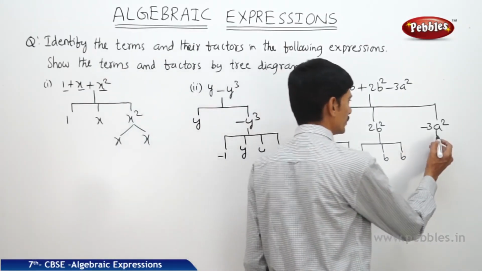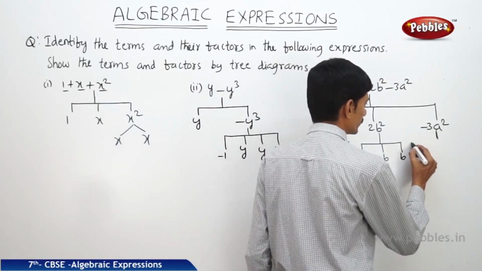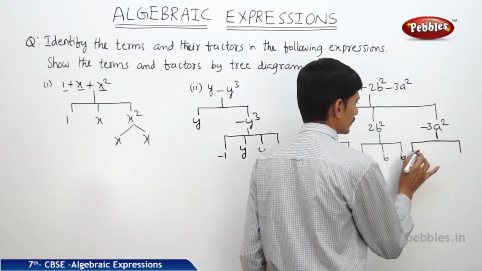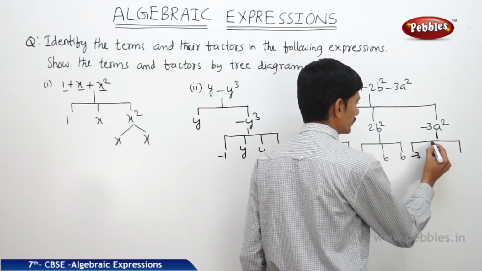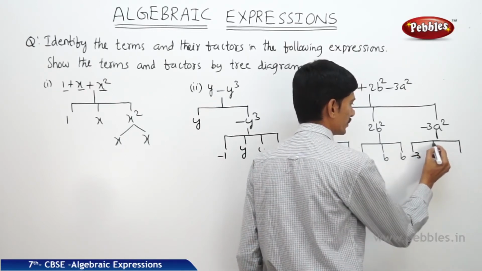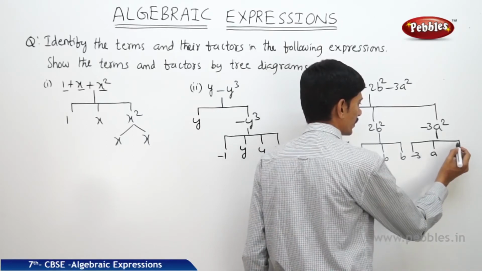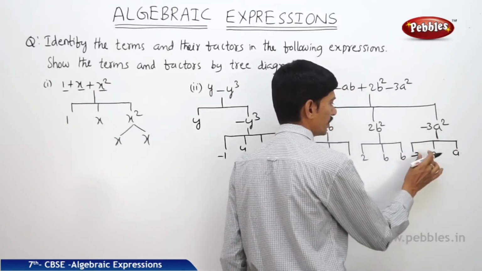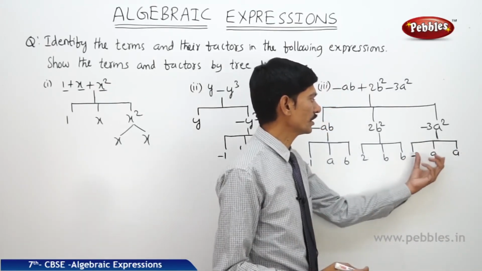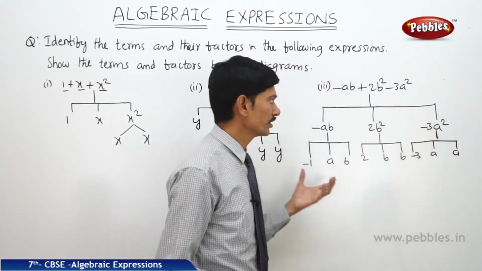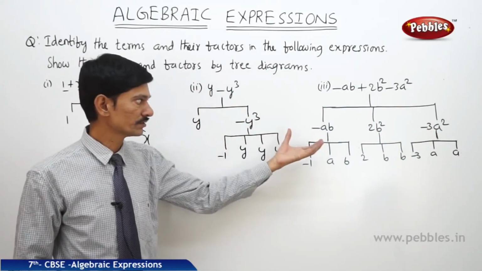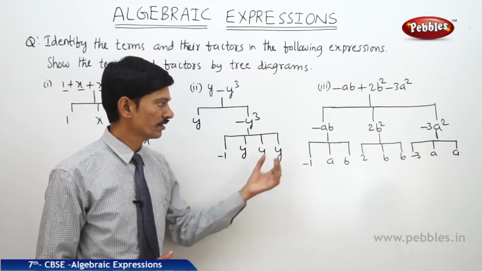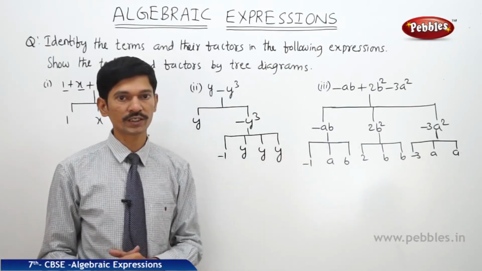Now the third term, minus 3a square, consists of 3 factors. The first factor is minus 3, the second factor is a and the third factor is a. So if you multiply minus 3, a and a, we get minus 3a square. In this way, if any algebraic expression is given, we can identify each term of the expression and we can find out the factors of each term of the given algebraic expression.